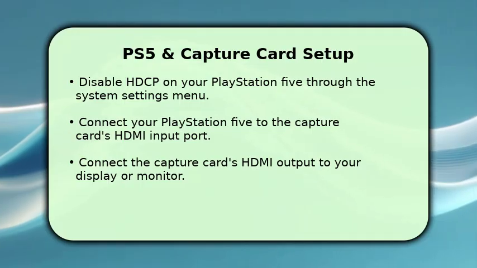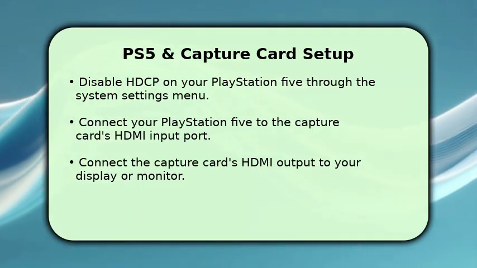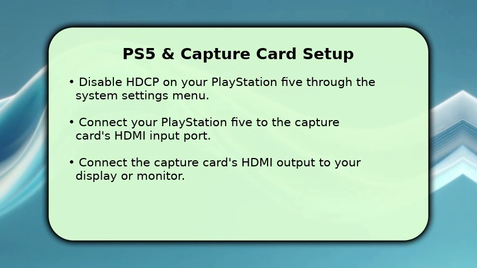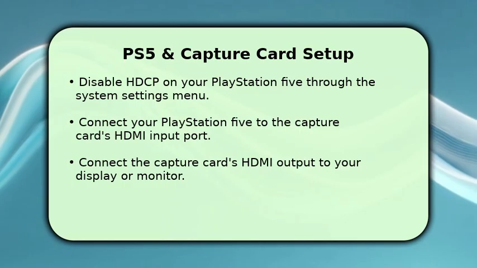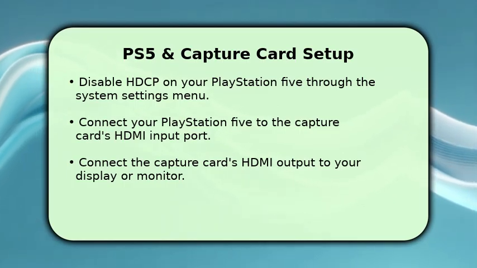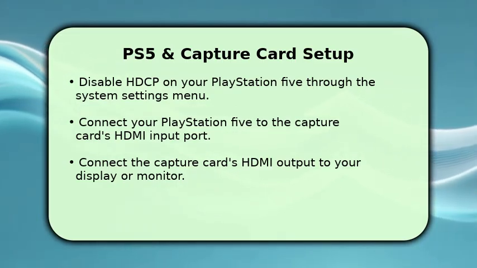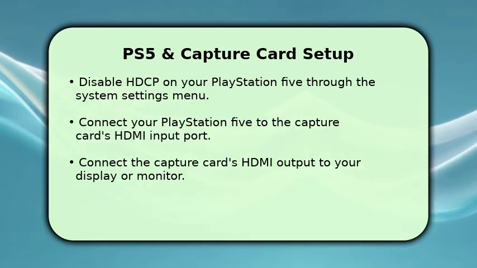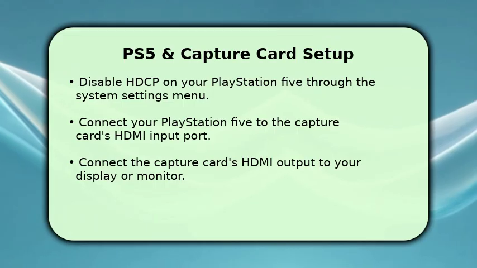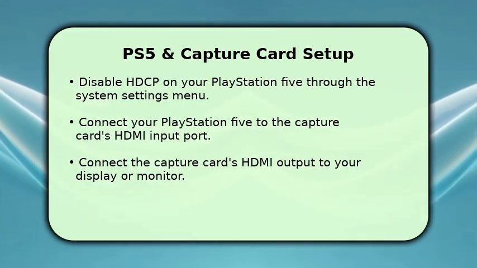First, navigate to your PlayStation 5 system settings and disable HDCP. This is crucial for capturing gameplay. Next, connect one HDMI cable from your PlayStation 5 to the HDMI in port on your capture card. Then, use a second HDMI cable to connect the HDMI out port of your capture card to your television or monitor. Finally, plug your capture card into an available USB 3.0 port on your computer.